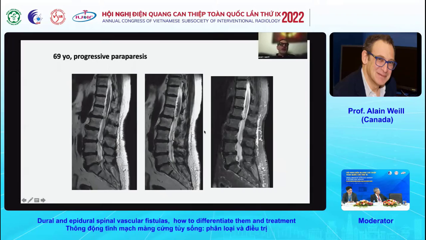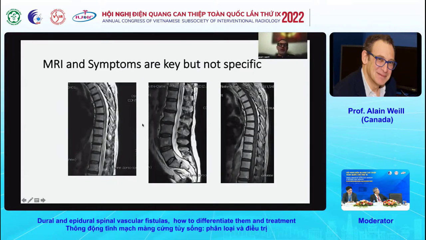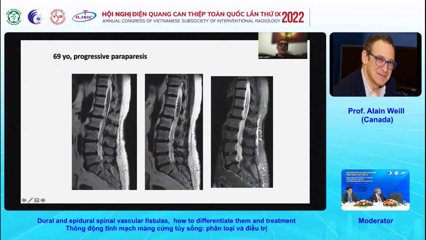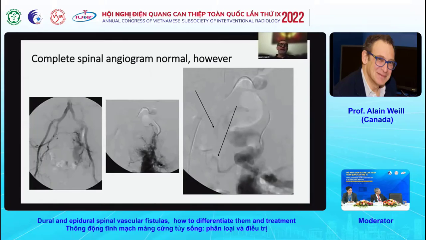So that was the typical aspect on MRI of what we generally see. When we see that, we think dural fistula. And here is the case of this lady who was 69 years old with progressive paraparesis. It looks like there is also some intradural vessel with edema on the conus, so we would think this is a dural fistula. However, we did a complete spinal angiogram and we didn't find anything.